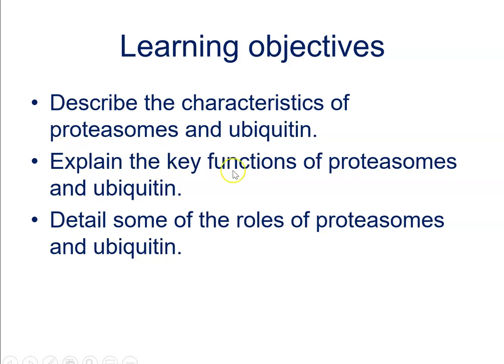So we're going to look at the key functions of proteasomes and ubiquitin in controlling protein levels, and look at some of the pathways that are involved, some of this particularly related to DNA damage and related to cell cycle control that allows cells to rapidly degrade proteins that are no longer needed.